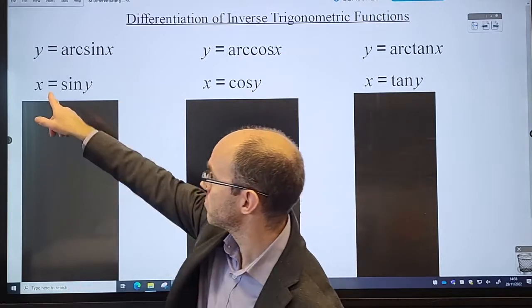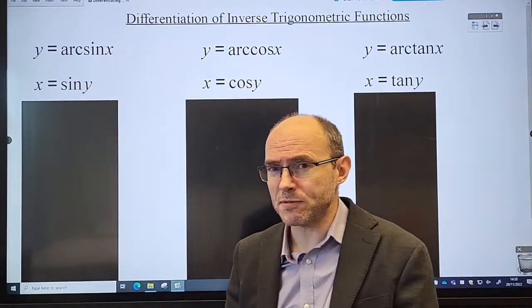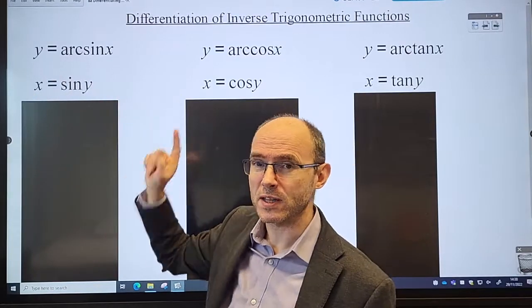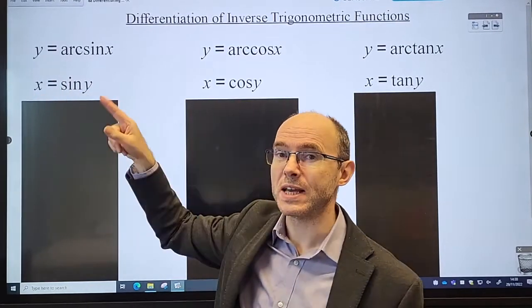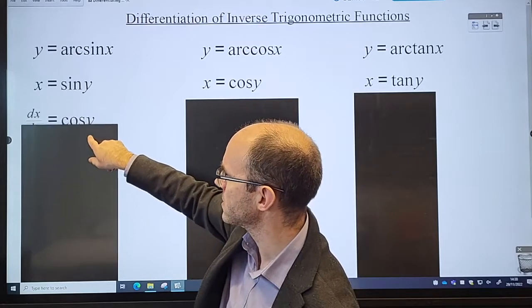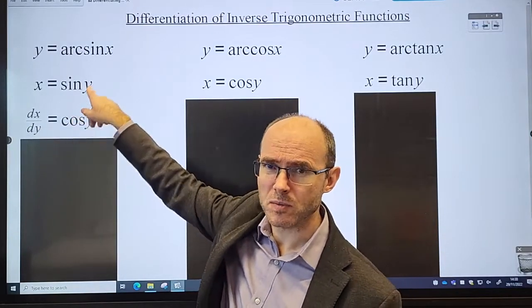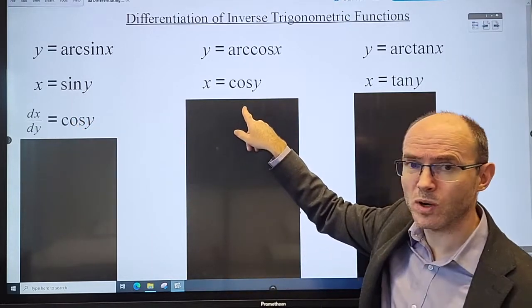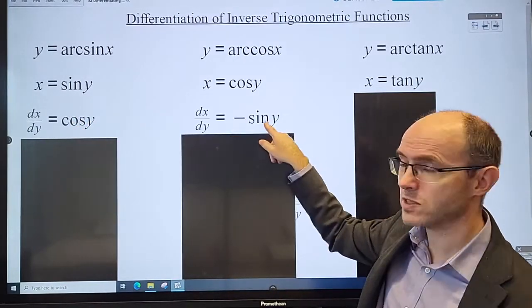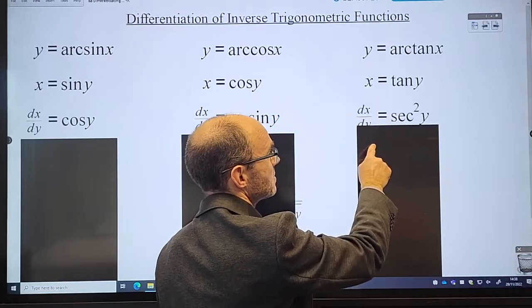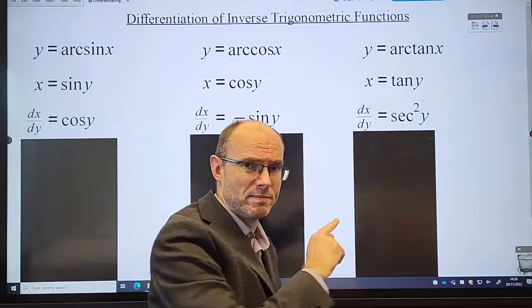Right, next, we're going to find dx/dy. Why is that? Because we've got x in terms of y, and if we're differentiating x in terms of y, we're finding the rate of change of x with respect to y, so that is dx/dy. So dx/dy, differentiate with respect to y, differentiate sine, you get cosine, so it'll be cos y. Here, dx/dy, you're going to get negative sine y, and then here, dx/dy, do you remember what that one is? Yeah, sec squared y, isn't it?